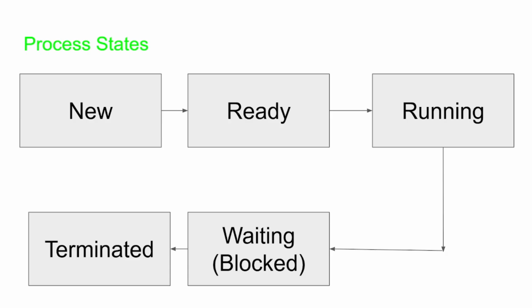Ready means the process is waiting to be assigned to the CPU. Running means the instructions are being executed by the CPU. Waiting or blocked means the process is waiting for some event, like IO completion. Terminated means the process has finished its execution. This model helps the OS keep track of what every process is currently doing, and decide what happens with the next step.